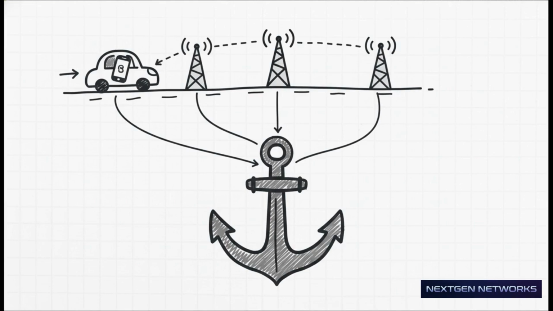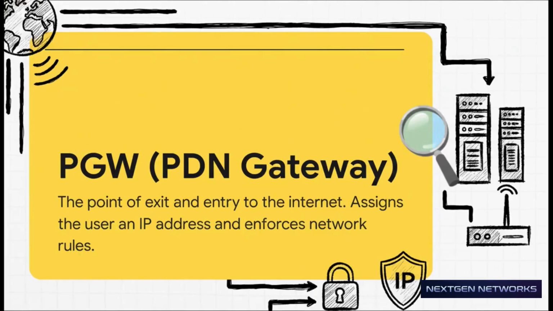The SGW provides one stable, single point for all that data to flow through, making sure your Spotify stream or your phone call doesn't drop. It is the rock-solid connection point in a world where you're always on the move. And finally, your data has to actually get out to the big, wide world of the internet. And that's the job of the PGW, the Packet Data Network Gateway.